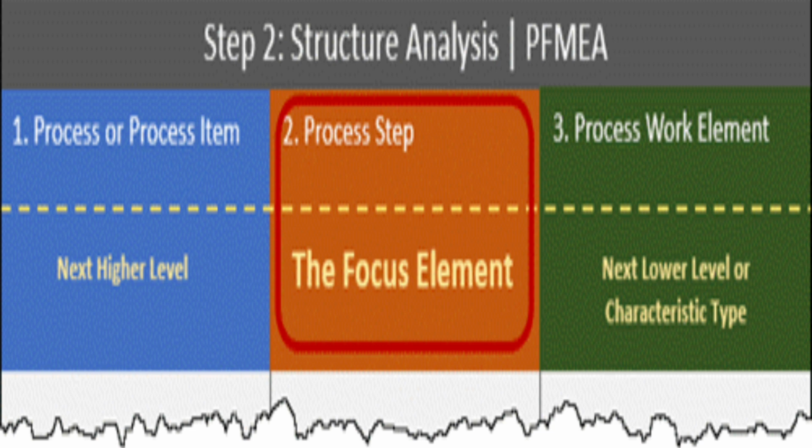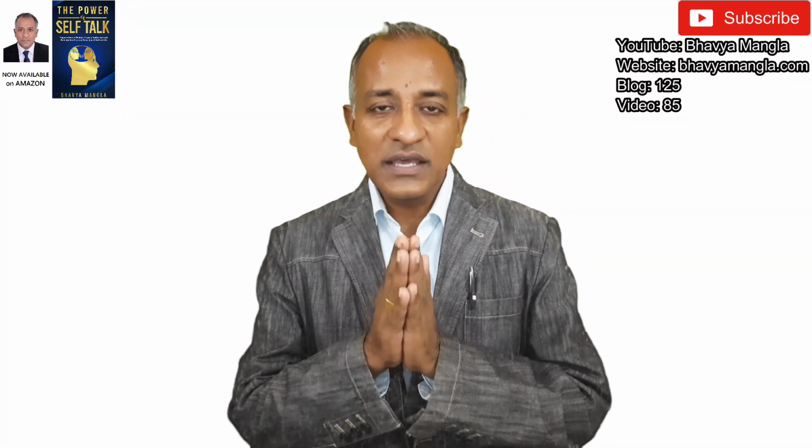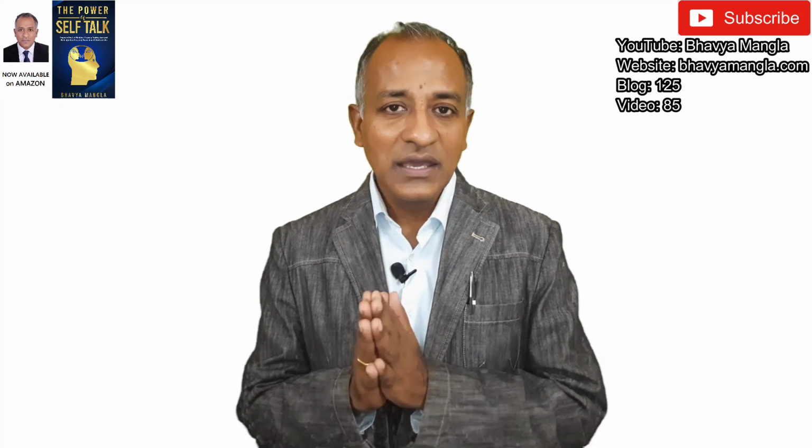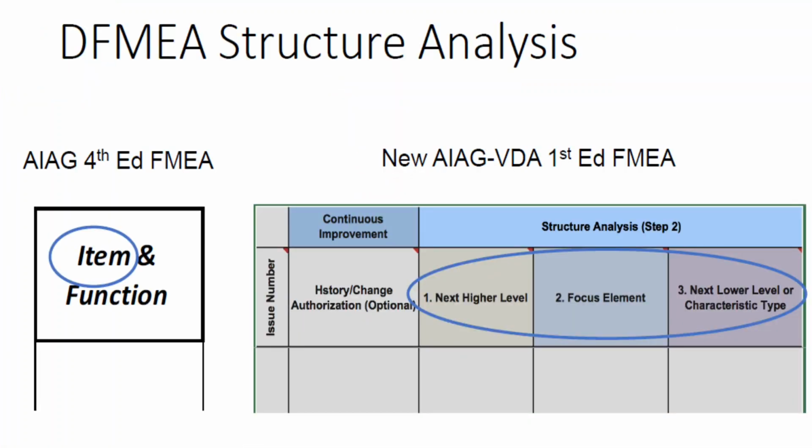Now to talk specifically about design FMEA. As per design FMEA, the terminology used for these 3 different columns is system, subsystem and components. We do the technical risk analysis, and for that we use the block or boundary diagram. If you see in the picture, in the FMEA 4th edition there used to be only one terminology, item. It was up to us or the CFT to decide what the item means. But to make it more clear, in the new FMEA edition, they are put into 3 different parts: next higher level, focus element and next lower level.